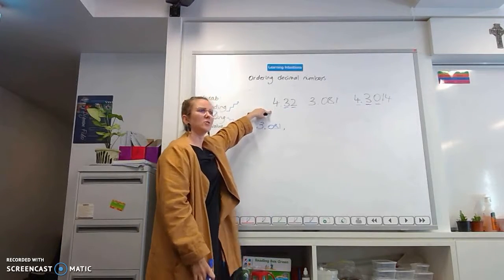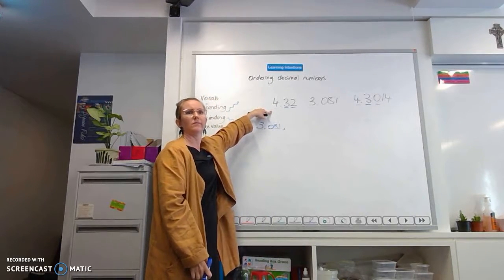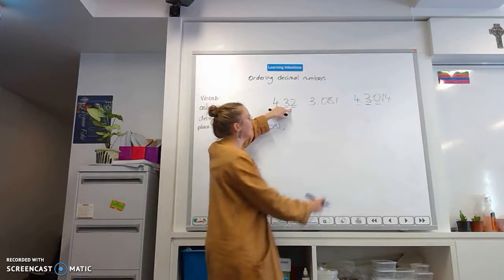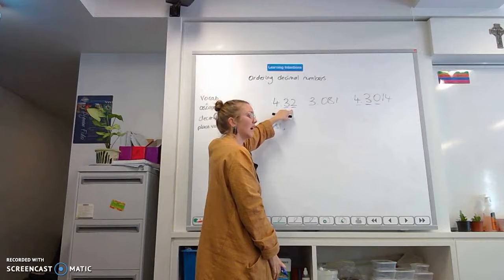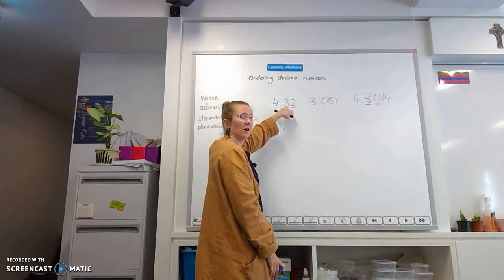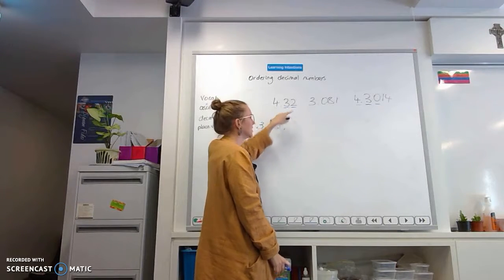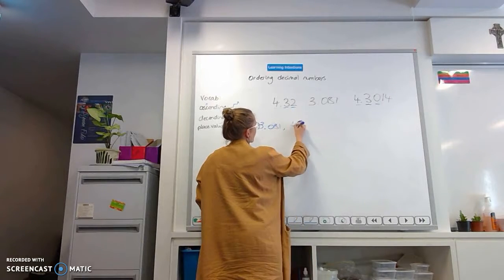Yeah, this one. Do I need to look any further? No. Because no matter how many hundredths or thousands, this has 2 hundredths, so it's larger. Okay? Rightio. So that's the next one I look at.